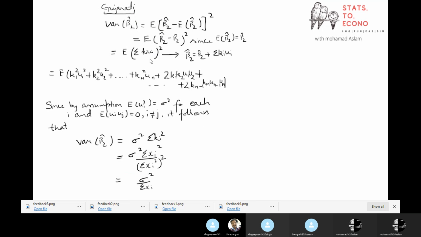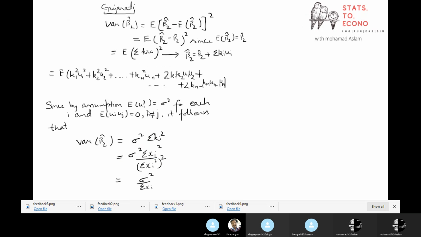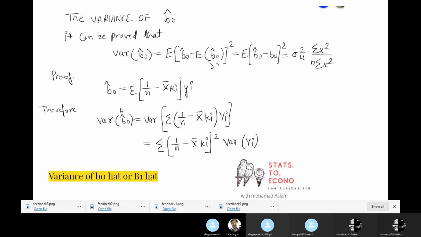This is one method. Another method we can use is the Koutsoyiannis method, which I explained to you last time in the case of the slope coefficient. Today I'm going with the Koutsoyiannis method. Just put the values here in the form of expectation. So variance of beta 0 hat, here just put the value of beta 0 hat. That is the Koutsoyiannis method. You can use both methods, the answer will remain the same.